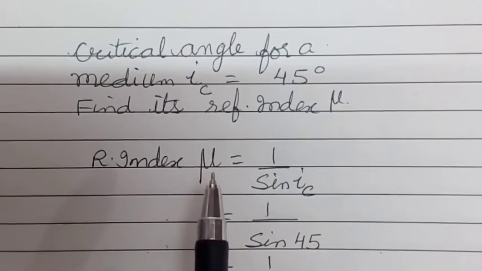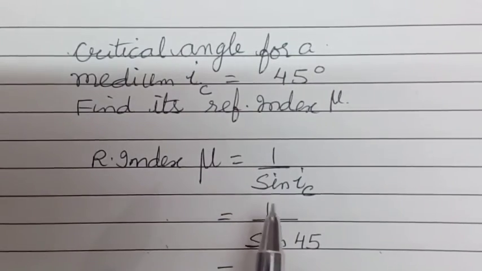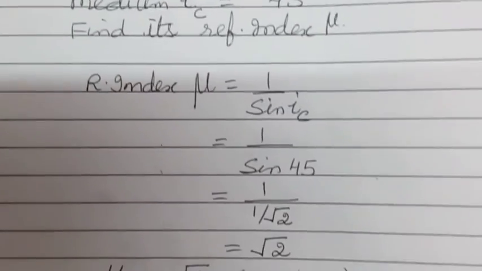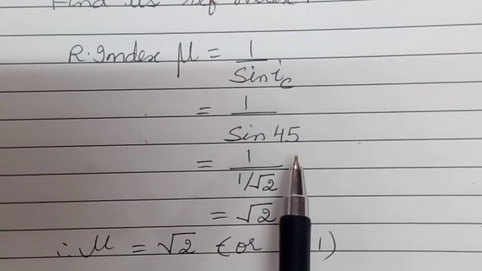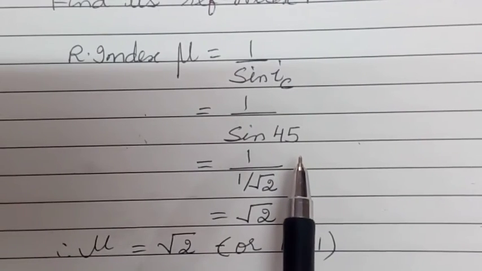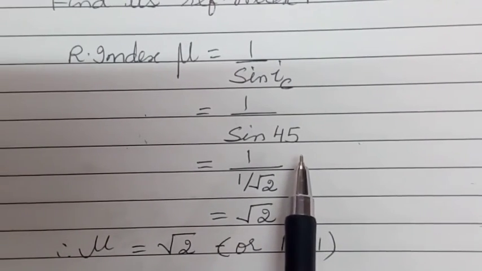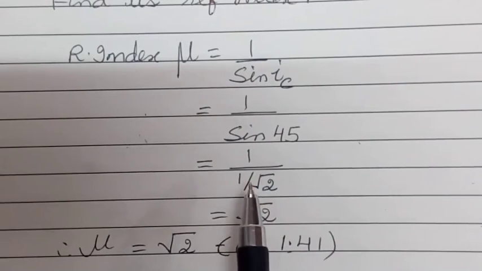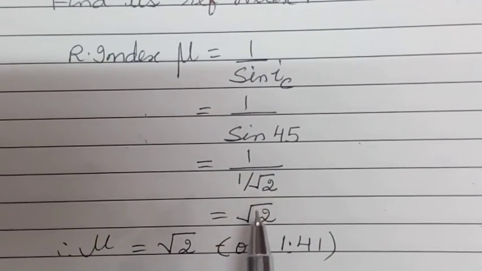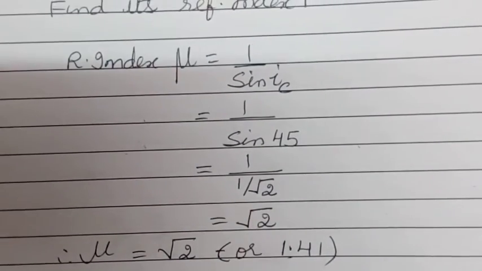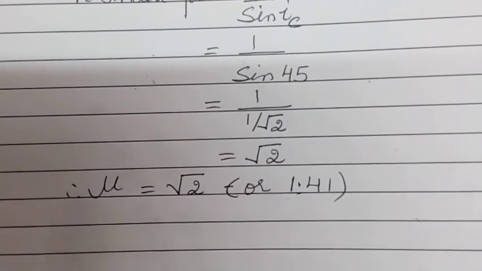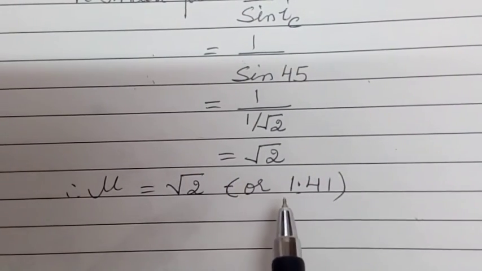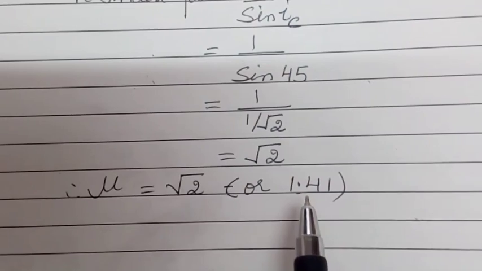Refractive index is equal to 1 upon sine i critical, so that is equal to 1 upon sine 45. Critical angle is given to be 45 degrees, and the value of sine 45 is 1 upon root 2. So 1 upon 1 upon root 2, on solving, root 2 goes on top. So the answer is root 2. So the refractive index of the denser medium is equal to square root 2, or you can solve it, and that comes out to be equal to 1.41.